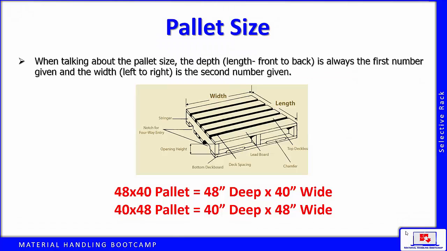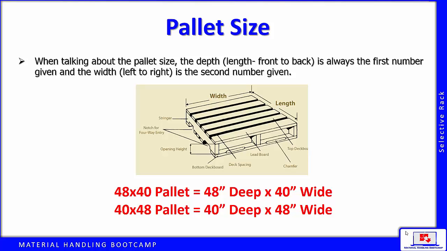When talking about the pallet size, the depth or the length front to back is always the first number given, and the width left to right is the second number given. For example, if someone gives us information that he has a 48 by 40 pallet, it would be assumed that it is 48 inches deep by 40 inches wide.